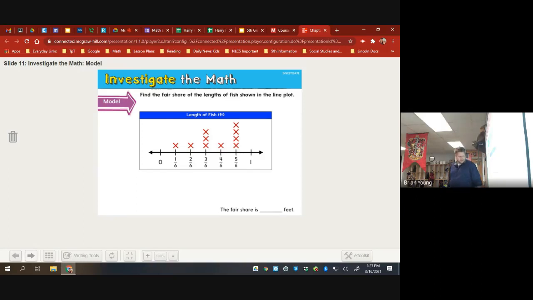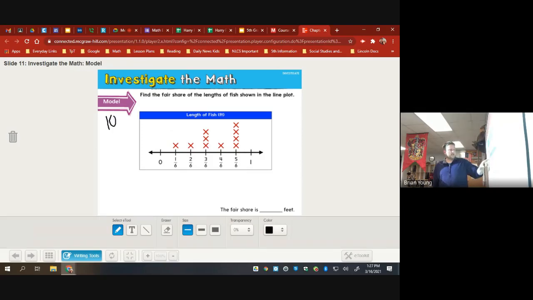Now, are they supposed to kill the fish when they measure them? Now, how many are there total? Gavin's already got that. He's quick, right? Gavin says that there are 10 X's. All right, 10 X's. I'll take that. It's supposed to be an S, but whatever. Well, perfect, it's a fish.